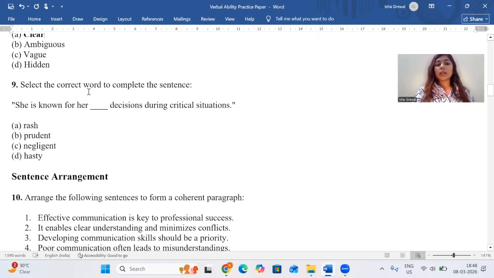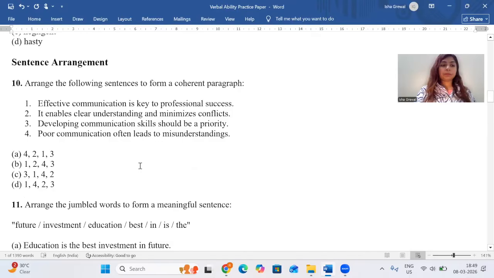Question number 9, select the correct word to complete the sentence. She is known for her dash decisions during critical situations. Now, rash decisions during critical situations, why will she be known for something which is wrong? So obviously the sentence is asking for a positive word, right? Negligent, hasty, all these are negative words. Prudent means quick, right? When somebody is prudent, that means she is quick and she's right also. So she is known for her quick and good decisions during critical situations.